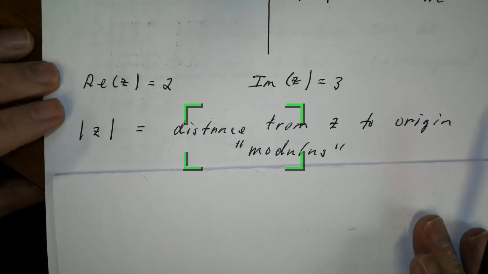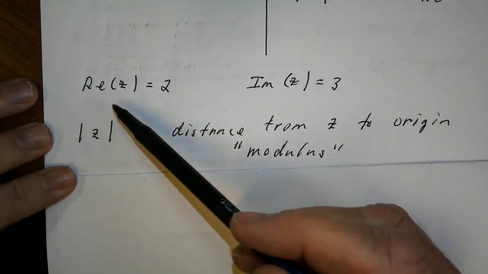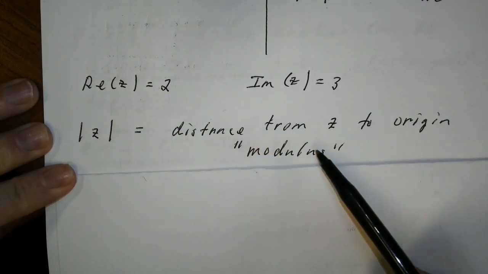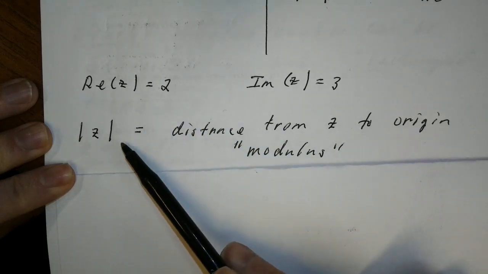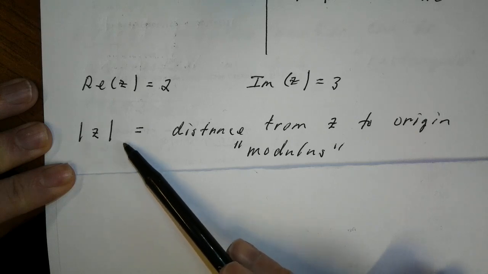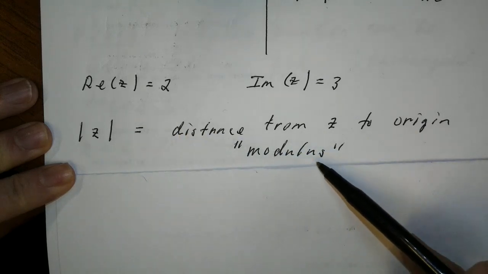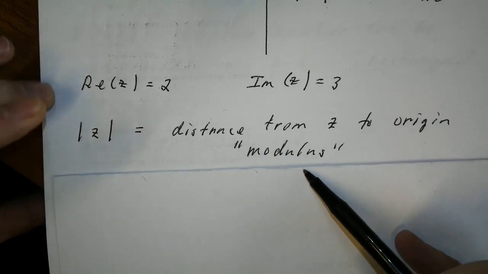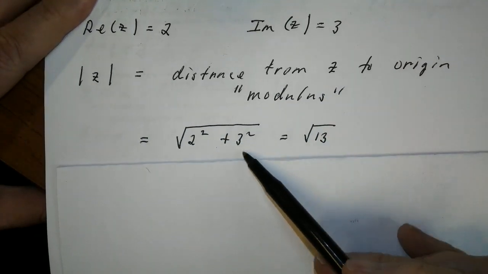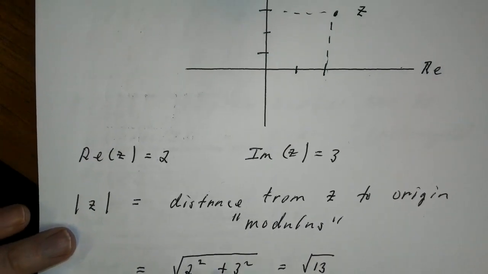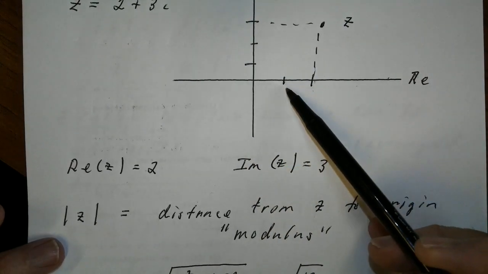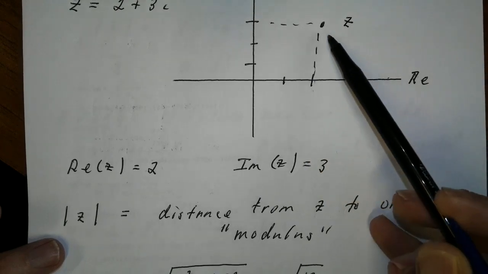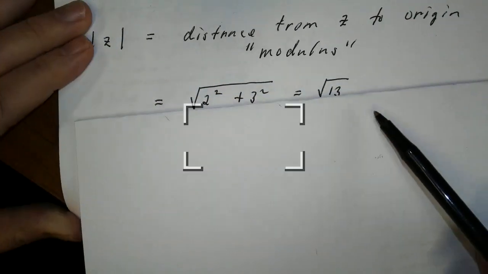Some other notation. We put absolute value symbols around z to denote the distance from z to the origin. And we're not going to usually say absolute value. We're going to say words like norm, or more typically, I use the term modulus, the modulus of z. So in the picture above, the modulus of z by the Pythagorean theorem would be this distance right here, which would be the square root of 2 squared plus 3 squared, which simplifies to the square root of 13.